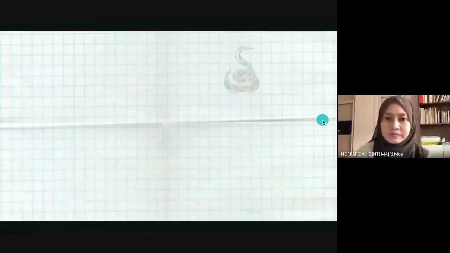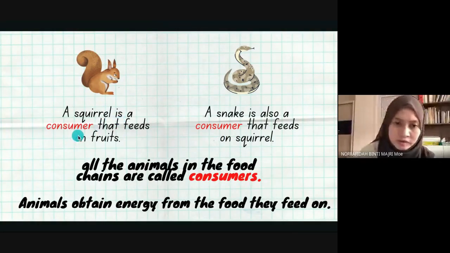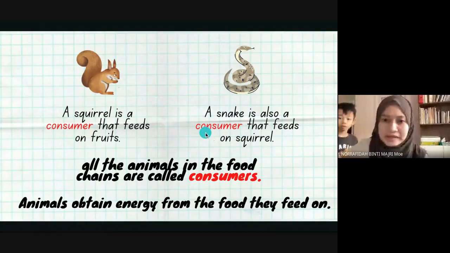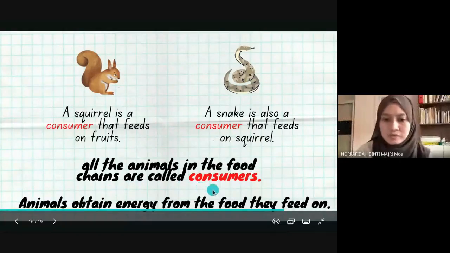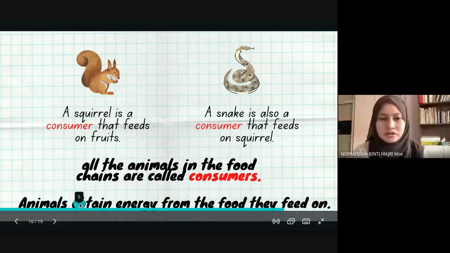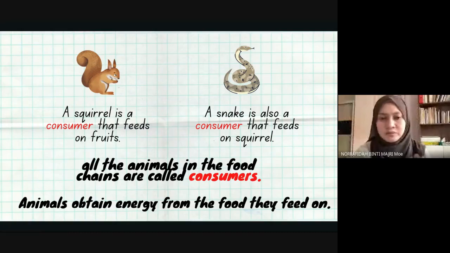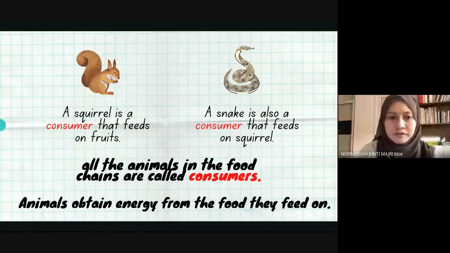Okay, now we talk about the animals. A squirrel is a consumer that feeds on fruits. A snake is also a consumer that feeds on squirrels. All the animals in the food chains are called consumers. So animals obtain their energy from the food they feed on. Like a squirrel, they get the energy from the plants. The snake will get the energy from eating other animals. Okay? So, do you understand so far? Yes. Good.